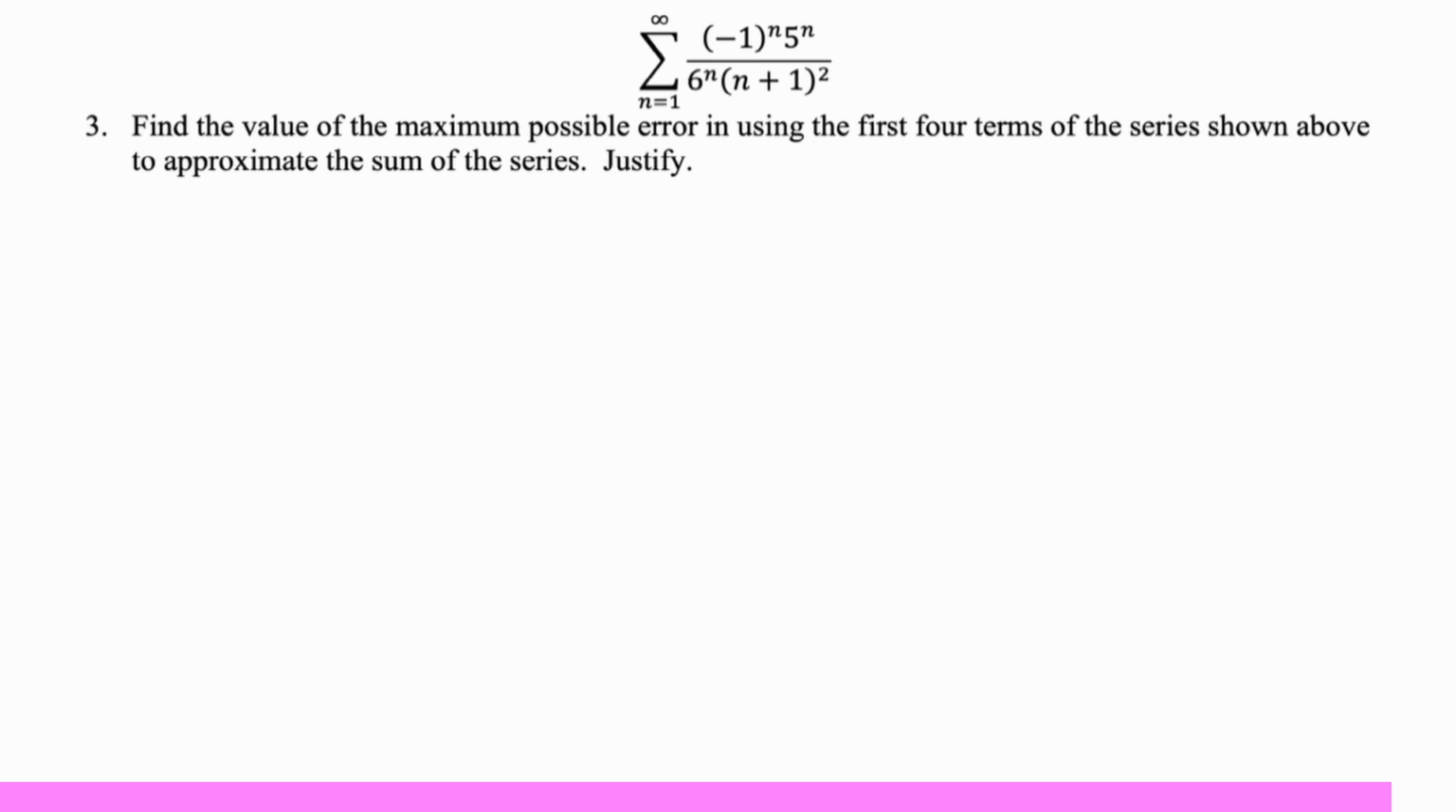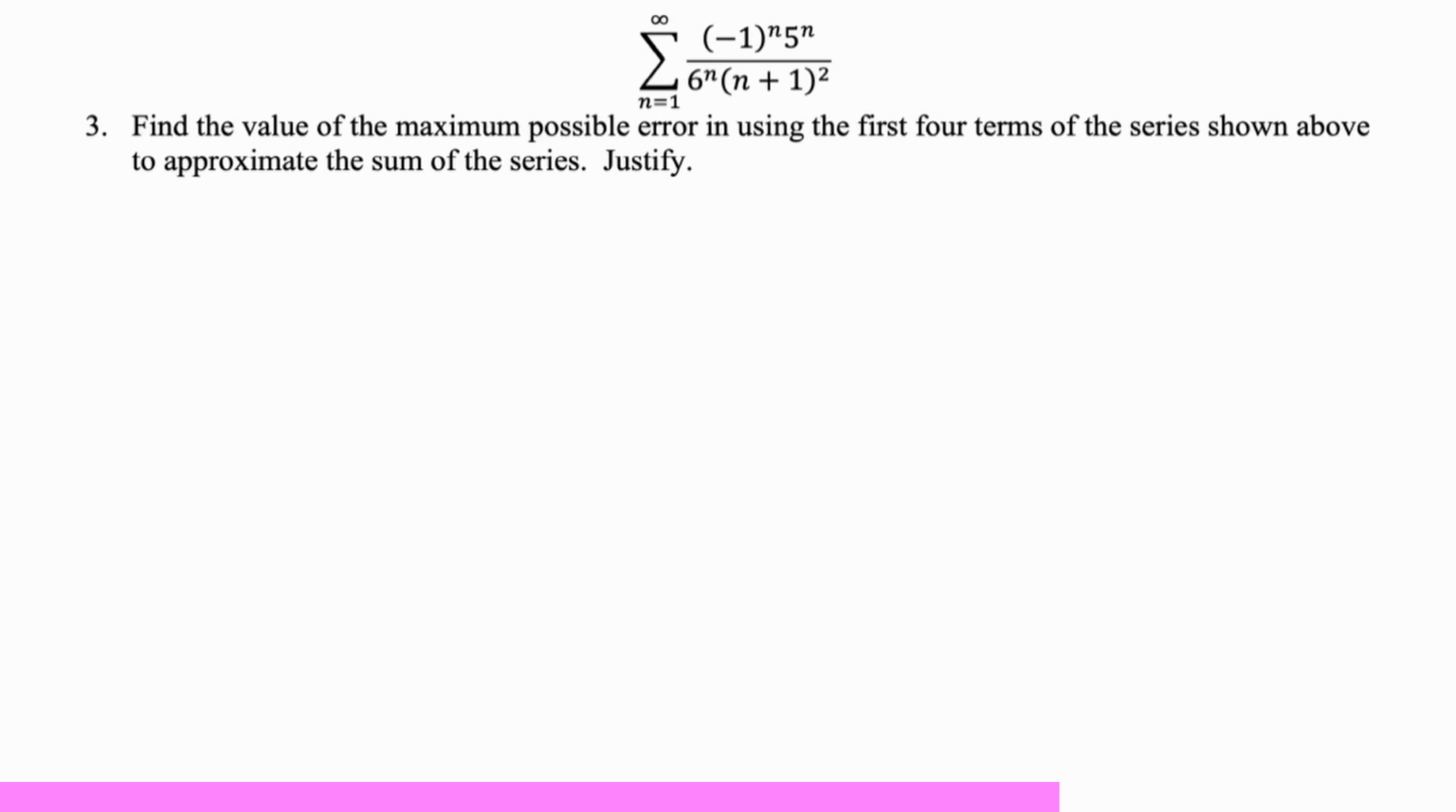Find the value of the maximum possible error in using the first 4 terms of the series shown to approximate the sum of the series, and then we want to justify. So if a problem doesn't explicitly state that you should be using the Lagrange error bound, or doesn't explicitly tell you what to use for m, you should be thinking this is probably alternating. If you look at this, this is definitively an alternating series because of the -1 to the n.